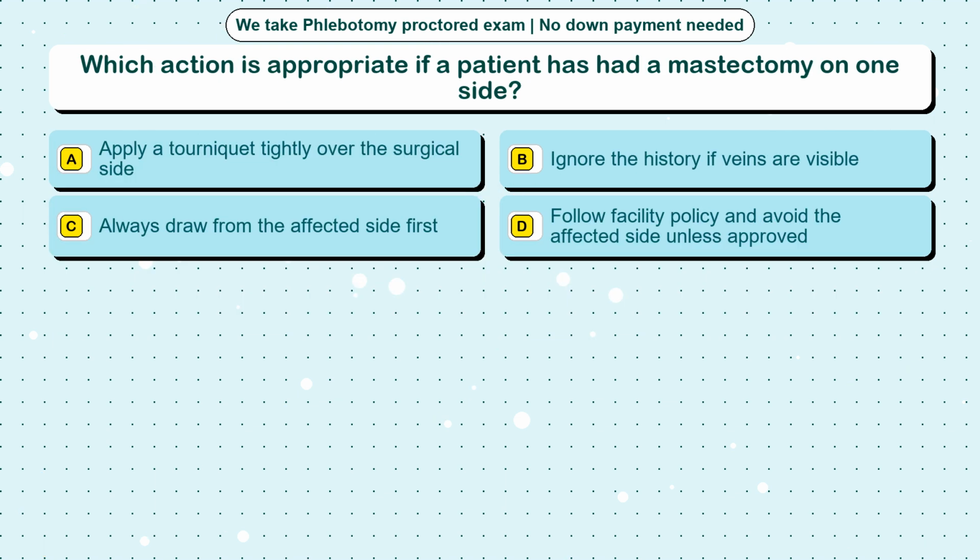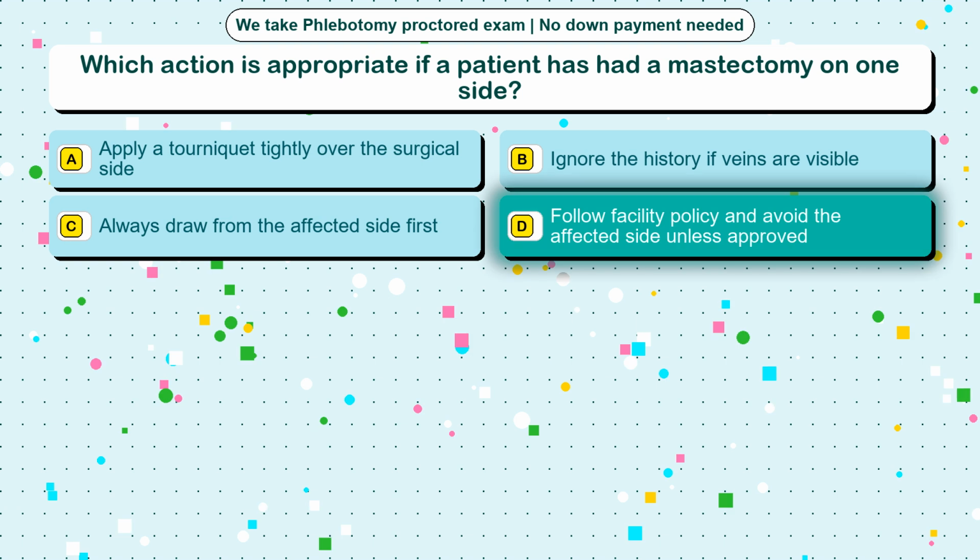Question 5. Which action is appropriate if a patient has had a mastectomy on one side? Option A. Apply a tourniquet tightly over the surgical side. Option B. Ignore the history if veins are visible. Option C. Always draw from the affected side first. Option D. Follow facility policy and avoid the affected side unless approved. The correct answer is option D.